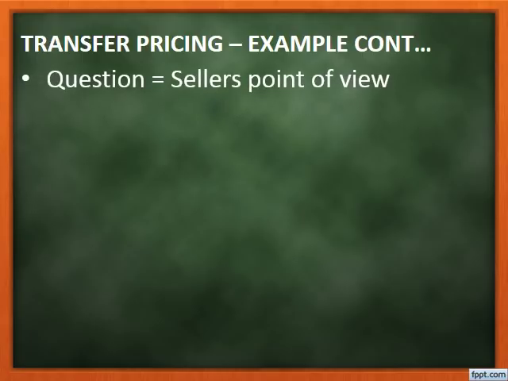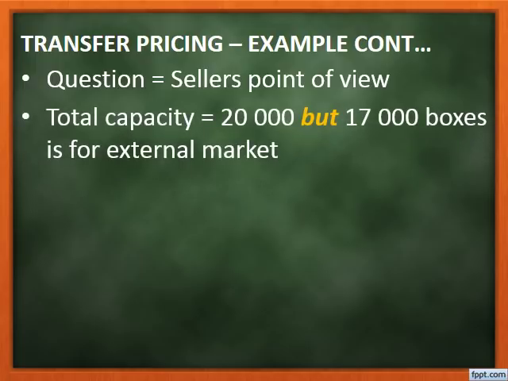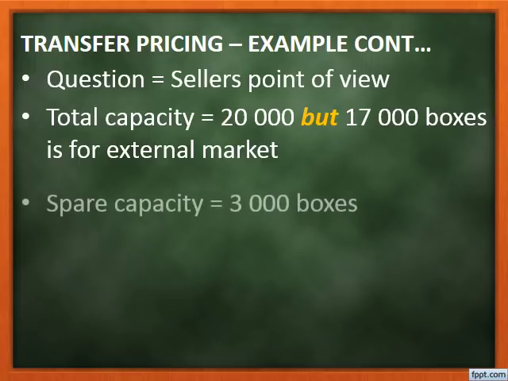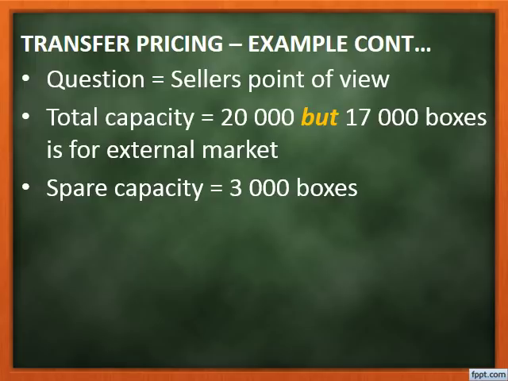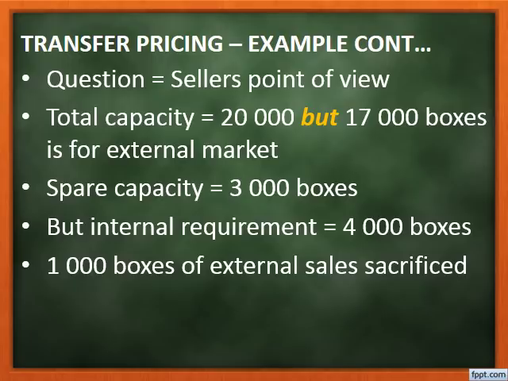From the scenario we've established, the question is from the seller's point of view. We also identified that there is a total maximum capacity of 20,000 boxes. Of this, 17,000 boxes is for the external market. This represents a spare capacity of 3,000 boxes, which is less than the required 4,000 boxes. This means that 1,000 boxes need to be sacrificed from external sales.